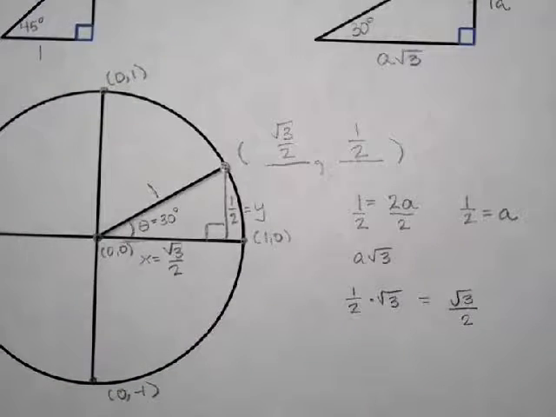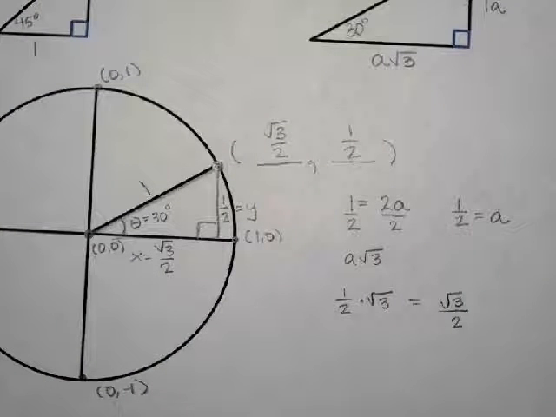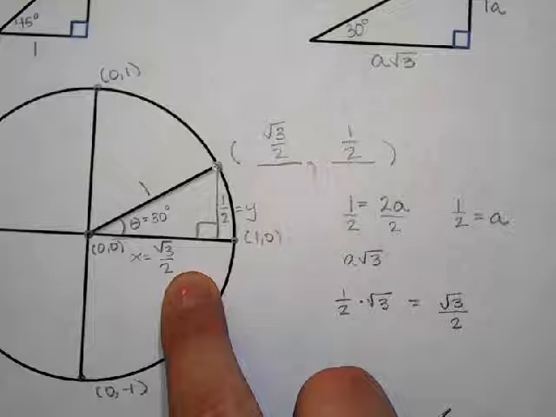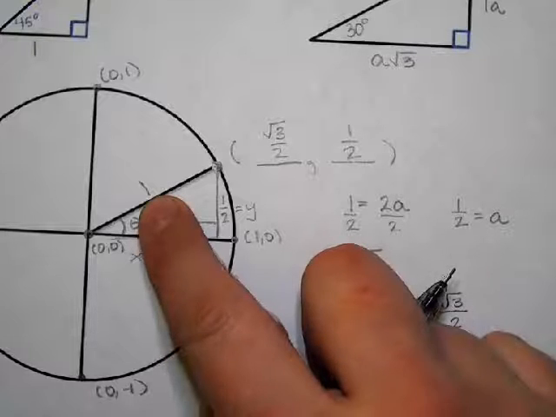How are your brains? The 1 is because it's a unit circle, so it has a radius of 1.